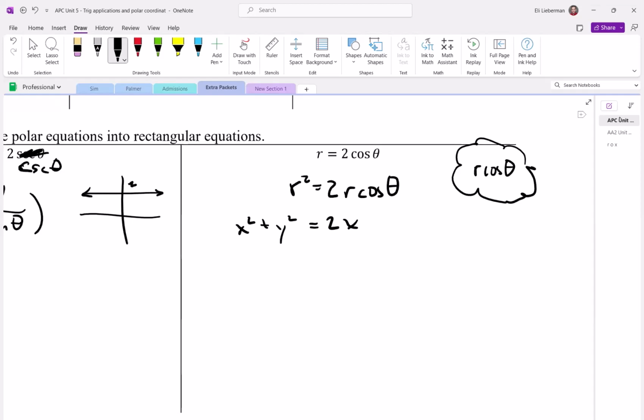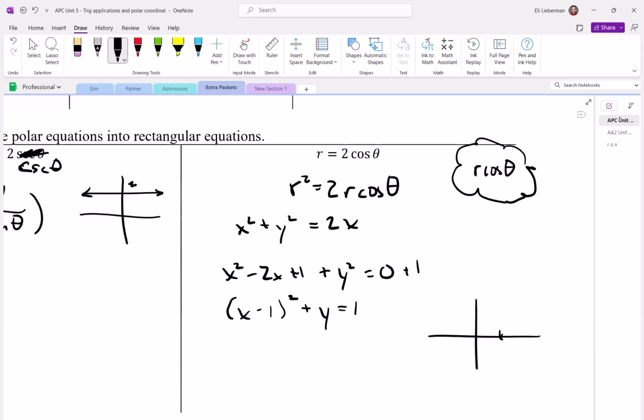So what shape is this? You should recognize it's a circle. I'm going to complete this square: x squared plus y squared, I left a space there, of course, to complete the square, plus 1. (x minus 1) squared plus y squared equals 1. So we know that the center is at (1, 0), and it has a radius of 1. So it looks something like that.